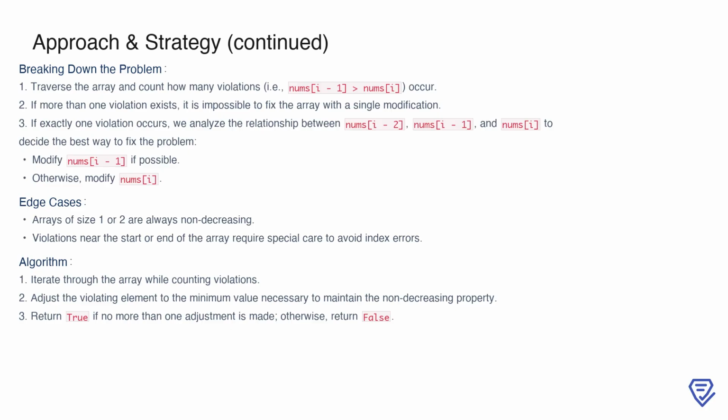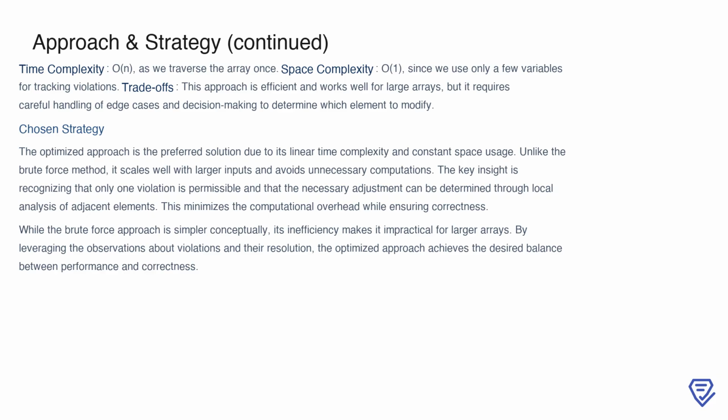Specifically, we examine the relationship between nums[i-2], nums[i-1], and nums[i]. Depending on the situation, we either modify nums[i-1] or nums[i] to resolve the violation. Special care is needed for edge cases, such as arrays of size 1 or 2, which are always non-decreasing, and violations near the start or end of the array, where we must avoid accessing out-of-bound indices. The algorithm involves iterating through the array once, identifying and counting violations, and making the minimal adjustment necessary to maintain the non-decreasing property. If no more than one adjustment is made, we return true, otherwise, we return false. This optimized approach significantly improves efficiency.